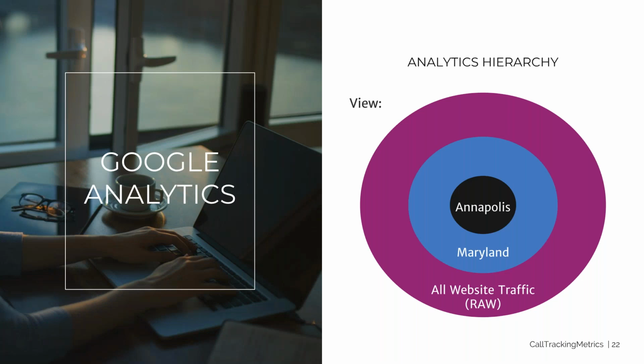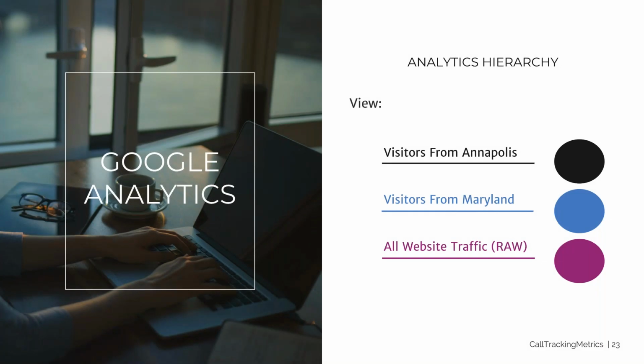When we're talking about views, it's very easy to assume that it might look something like this. We always recommend having an all website traffic or a raw view, which will capture all of your sessions unfiltered. And then you can create additional views that will be essentially filtered data. So we could have one for Maryland traffic and then one for Annapolis traffic. So it's easy to assume that views may report like this, but in reality, on the flip side, it could be that all of our traffic came from Annapolis so that they'd all report the same.